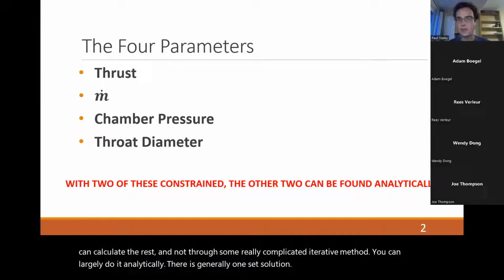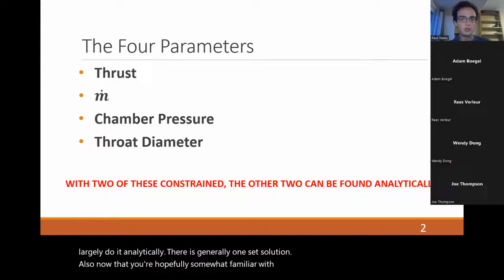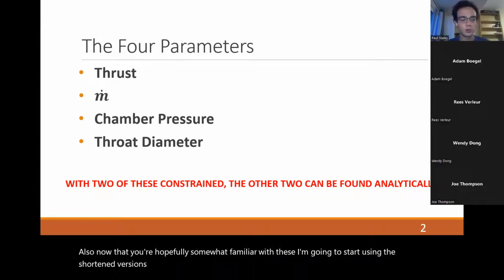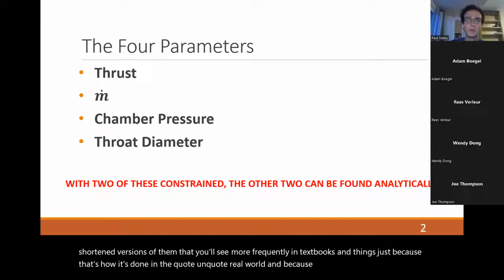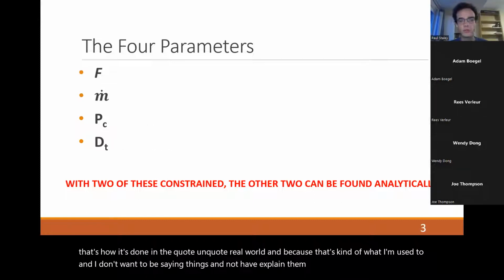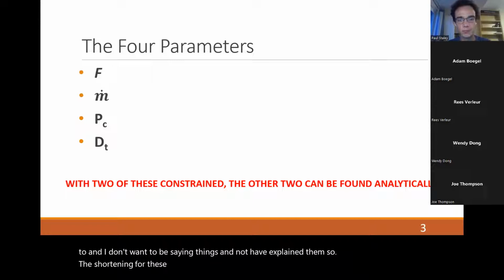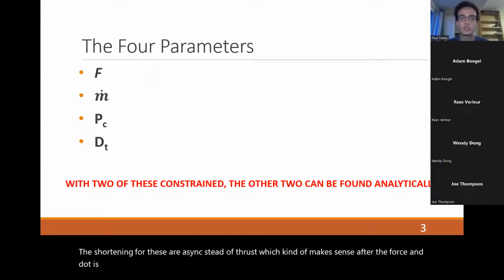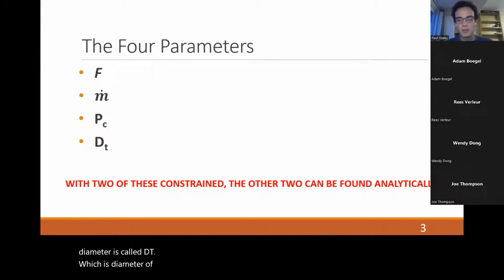Also, now that you're hopefully somewhat familiar with these, I'm going to start using the shortened versions of them that you'll see more frequently in textbooks, just because that's how it's done in the quote unquote real world, and because that's what I'm used to, and I don't want to be saying things and not have explained them. So the shortenings for these are F instead of thrust, which kind of makes sense, F is a force. M dot is still m dot. The chamber pressure is called Pc, for pressure chamber. And the throat diameter is called Dt, which is diameter of the throat.